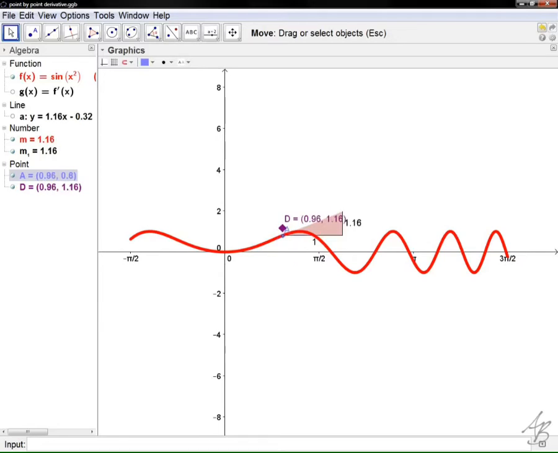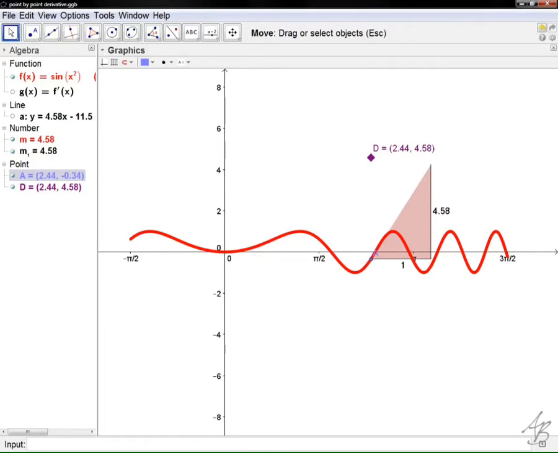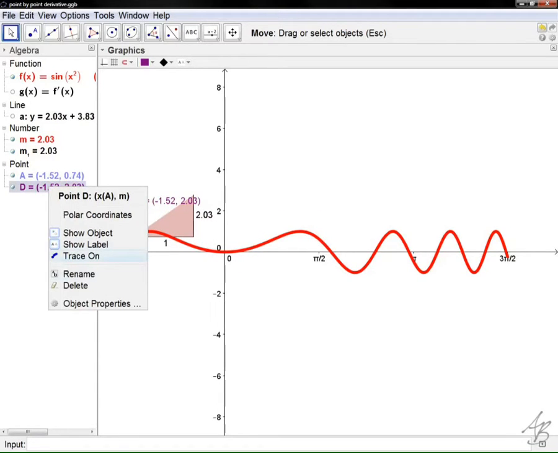Or if I move A to another 0 here, if the slope of the tangent line here is 0, or where I am a little bit off of 0, then the derivative is going to be equal to 0. And you can see that when we're on a downward slope, this point here goes below the x-axis. If we're on an upward slope, the point here goes above the x-axis. So it's set up in a way to show me what the slope of the tangent line is at any point.